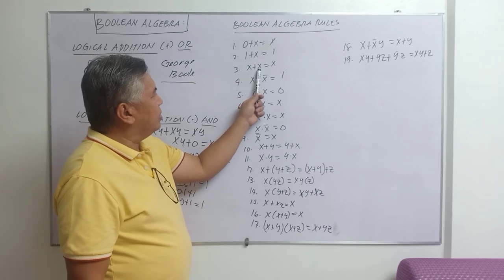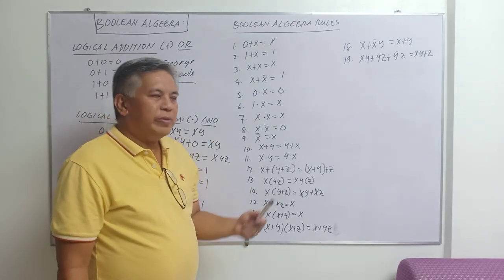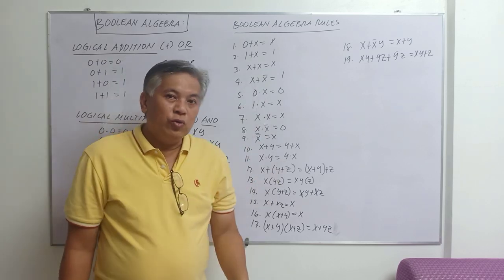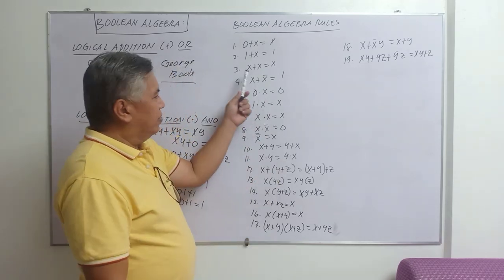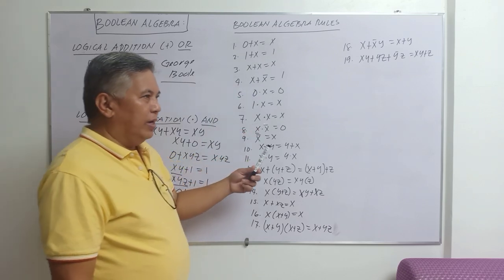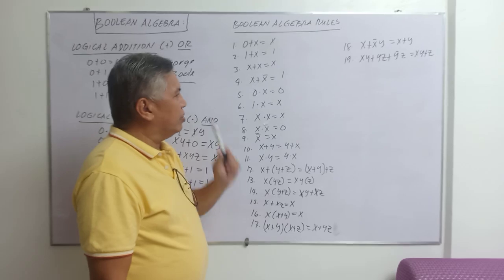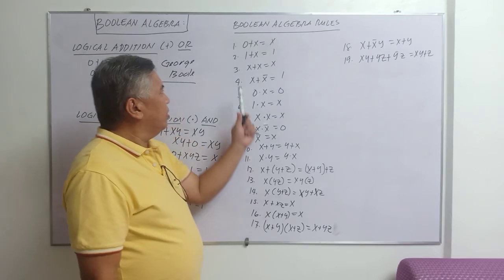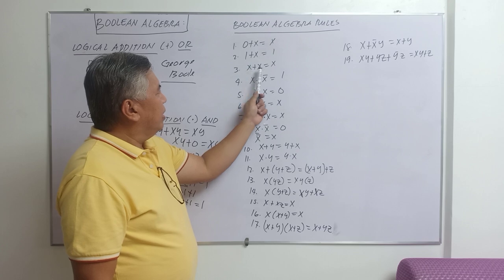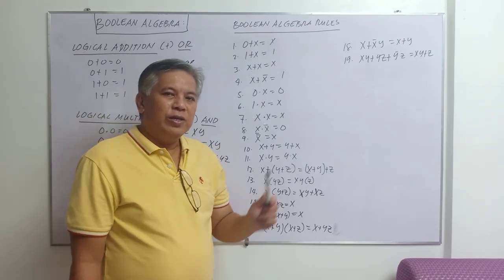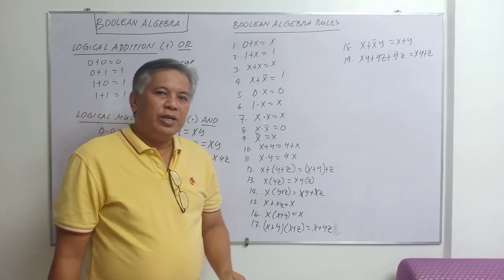x plus x is equal to x, unlike in your modern algebra, where that is equivalent to 2x. There is no 2 in binary or in logical representation, so it has only a value of 0 or 1. So just replace this x here with any value, either 0 or 1, and then you will have the same result.